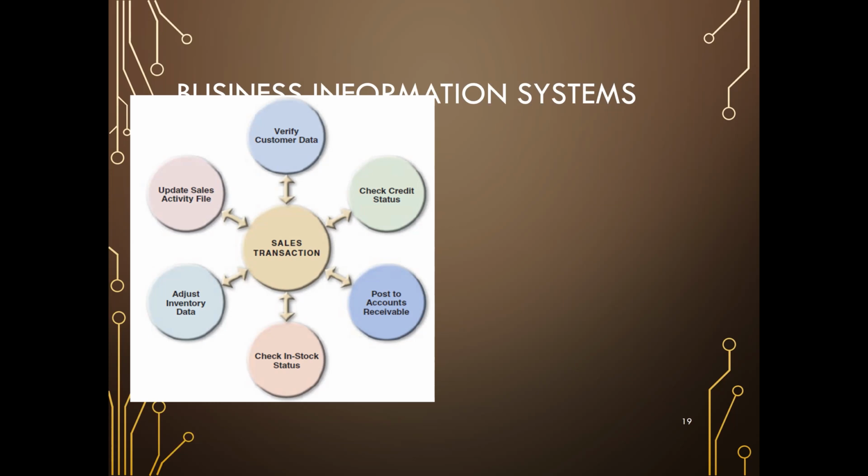Also when we sell the product to the customer already, we have to adjust the inventory data so that we have fewer stocks, because we have to reserve some part of the stock for that sales transaction. And we have to update the sales activity file as well, so that when the management would like to see the sales activity, they will see it from the sales activity file. So these are the activities that happen when one sales transaction happens.